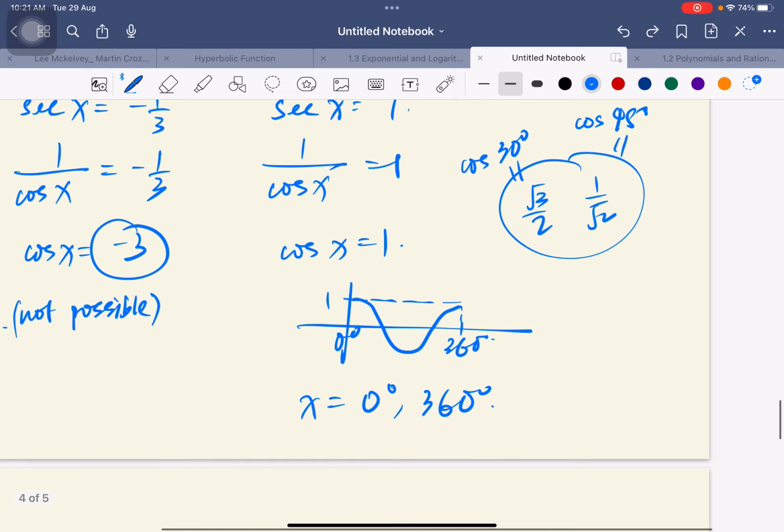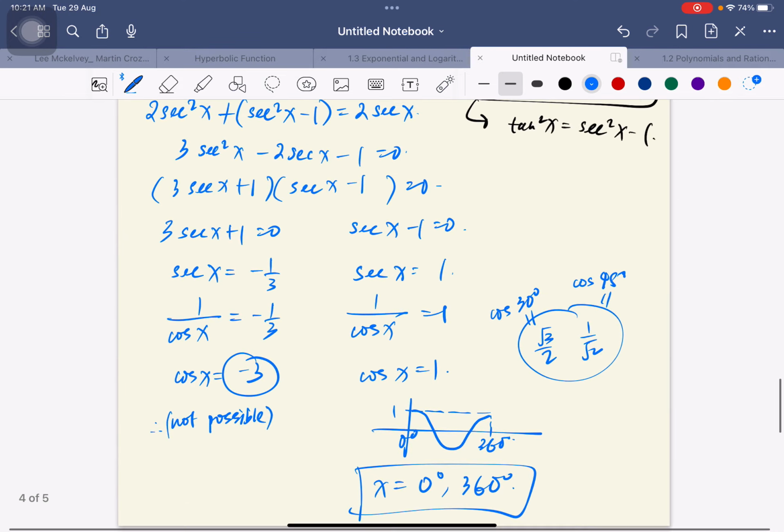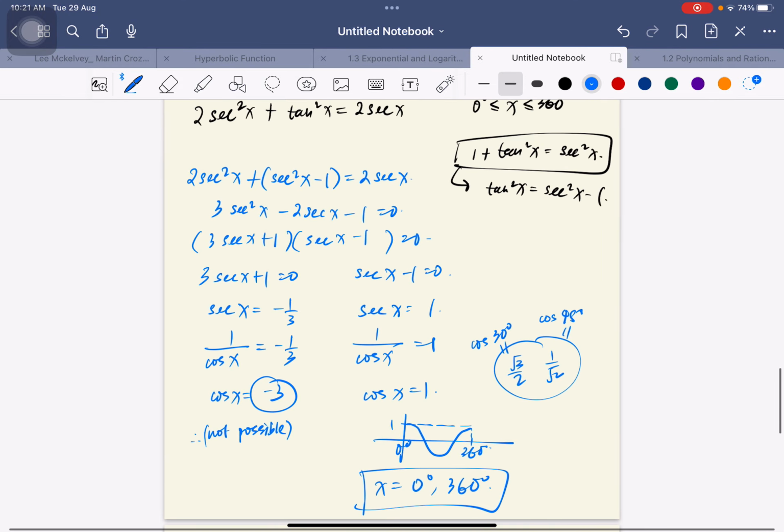We don't need to do the 4 steps for this. So this is a solution for the question. It's very simple. Okay, so we need to identify the quadratic pattern in it.